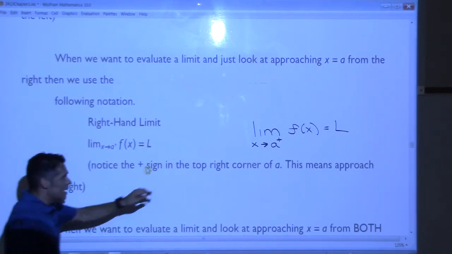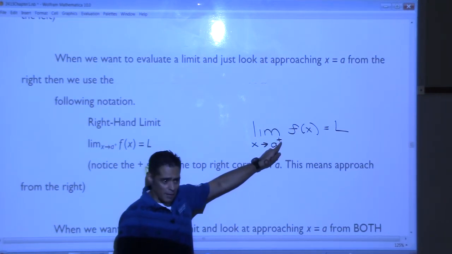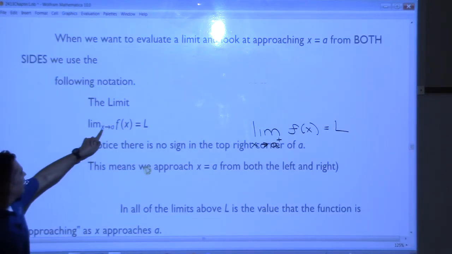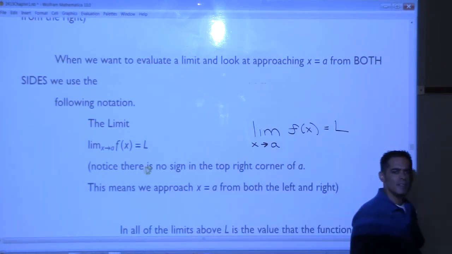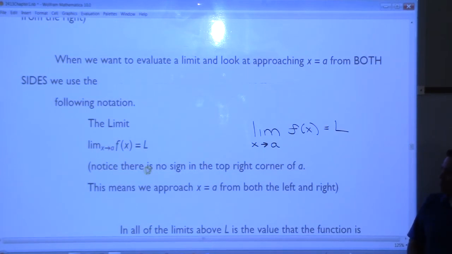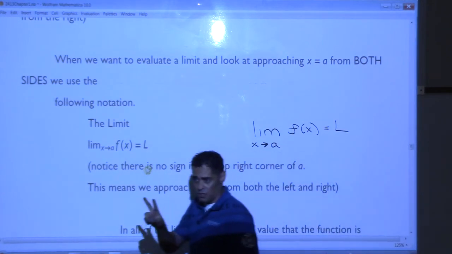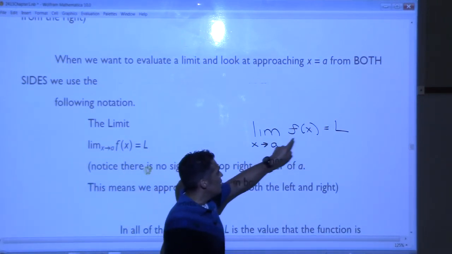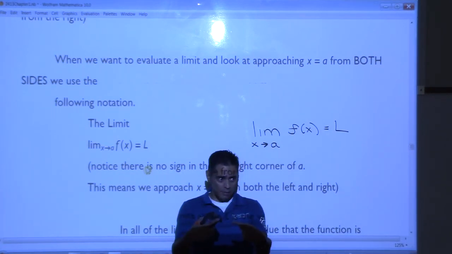So if you see a little negative up here, it means coming from the left. If you see a little plus here, it means coming from the right. What if your teacher is rude and wants to confuse you and gives you the limit and they don't put a plus or minus here? They leave it out. Then what does that mean to you? If there's no plus or minus in here, that means you have to check both directions. You have to come in from both sides, and the only way you can say that you have an answer is if they both go to the same place.